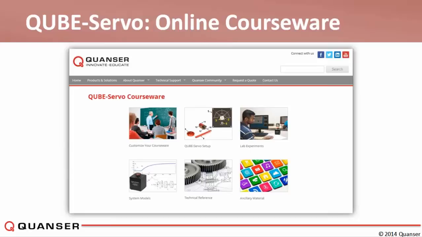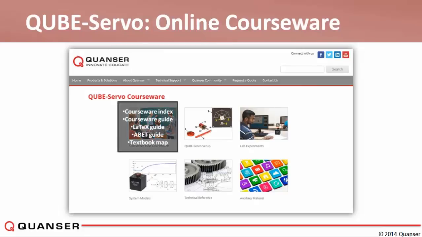And again, it is broken up depending on the software that you want to use. So there's a LabVIEW section and a MATLAB Simulink section. As you can see, we have sections that allow you to customize your courseware. Within that, you'll get our courseware index and guide and various types of documents that you can use. And it's fully open and customizable, so it's not just a static document that's locked down. You can take any of the information in there, copy and paste it, modify it, and integrate it however you need within your curriculum.